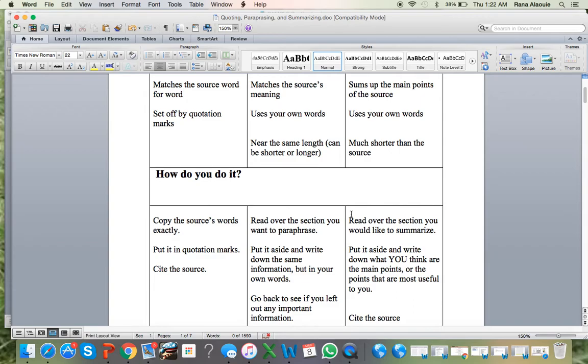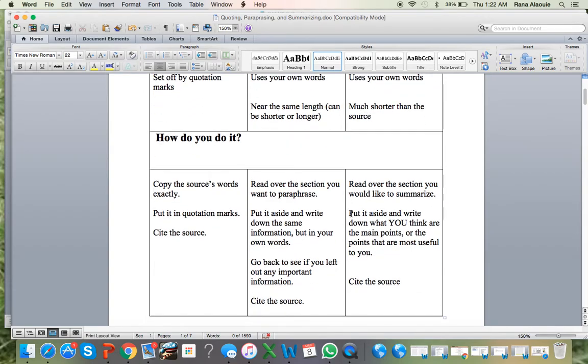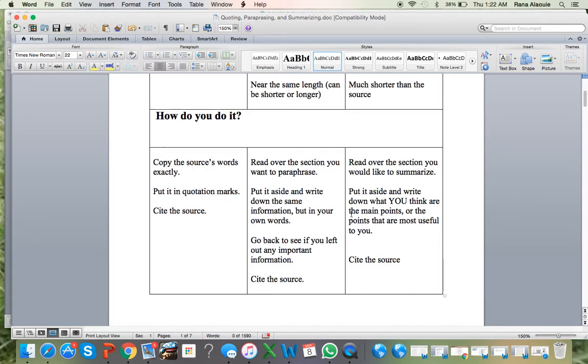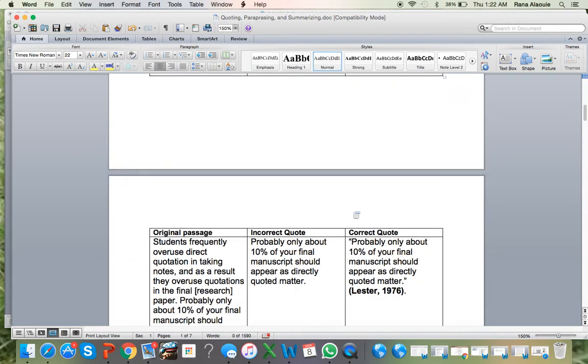And again, you have to cite the source. You have to cite the source for all three of these. And some people think that if I'm paraphrasing or if I'm summarizing, you don't have to cite the source, it's only with quotations. Well, for all three, if you don't cite the source, you are plagiarizing. And the AP graders will take off points if you do not cite something. So let's see what this looks like.